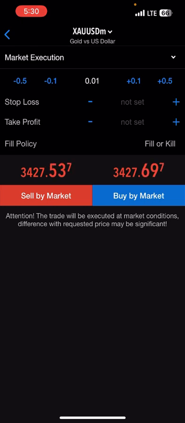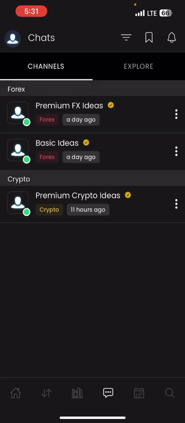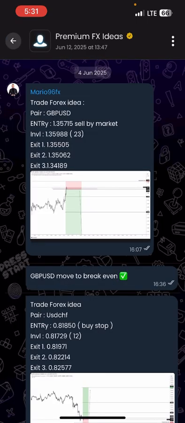Okay, so let's go to the Jifu Connect app so we can pick a trade from there to use as our example. Okay, so let's go to the channel. You click on the chat icon. Let's go to Premium FX Ideas. So you can see this trade from Mario. It's a GBP USD trade, and it's a sell by market trade.